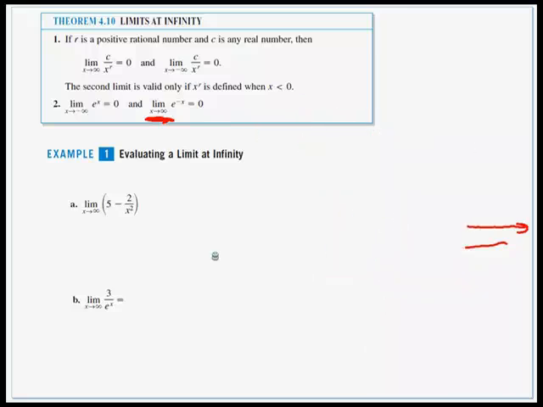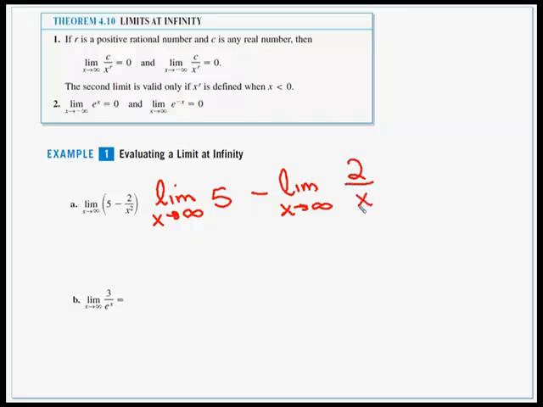And we can use these properties from the last couple of slides to look at example 1. It says evaluate the limits at infinity. Our x value is headed off to positive infinity of this quantity, 5 minus 2 over x squared. Well, we have two terms inside the parentheses, and remember, we can think about this as two separate limits: the limit as x goes to infinity of 5 minus the limit as x goes to infinity of 2 over x squared. And then we can look at them separately.